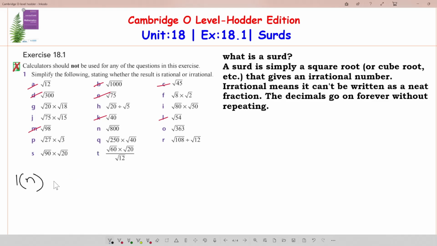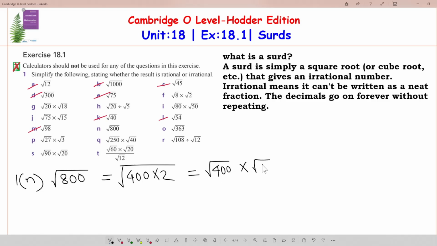N, here is root 800. This root 800 we can separate as 400 times 2. Square root of 400 times root 2. Root 400 we get 20, and here is root 2. So this one is also an irrational number. And today's final question is number O.